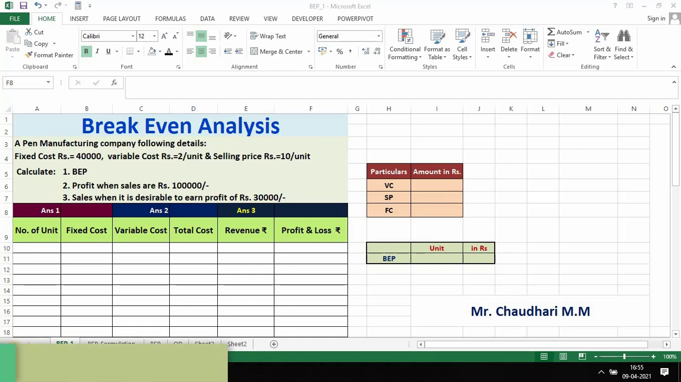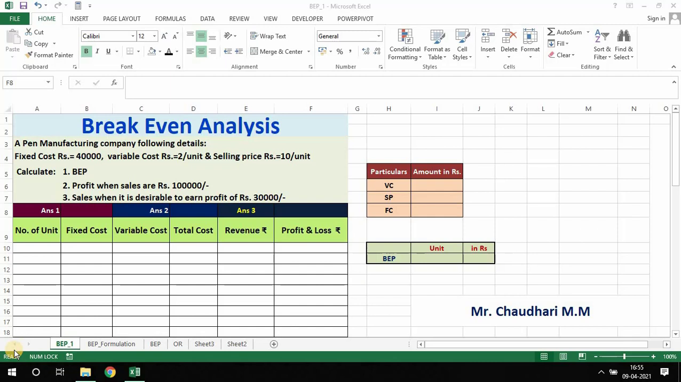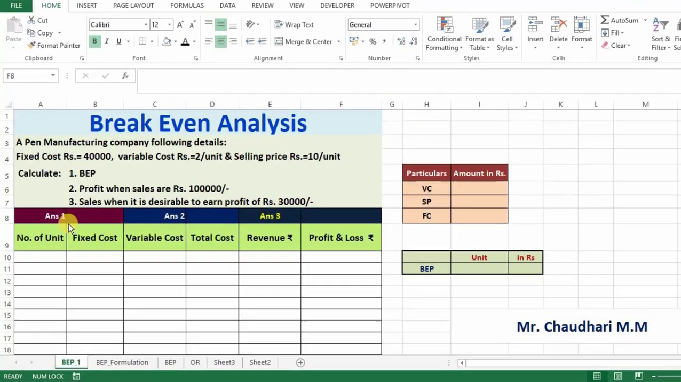In this tutorial, I will show you how to calculate the break-even point, then profit, then sales, given a number of input values, and draw a break-even analysis chart. First, the problem statement, then I will introduce the terms one by one.